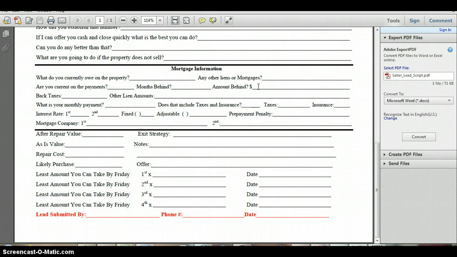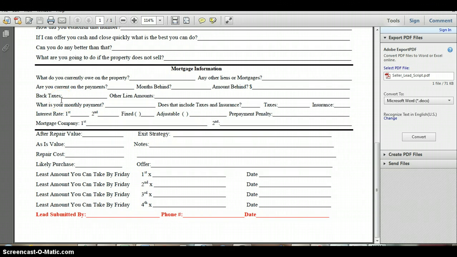Sometimes they can only give you an estimate of what they're behind. And this is set up a little bit strange. I would have asked, what is your monthly payment, before I asked the amount you're behind. Because the monthly payment, they'll probably know if they've owned the property for a while and they've also made the payments for a while. Then it's kind of easy to say, okay, I know my mortgage is this amount per month, and you just multiply that number by however many months they are behind. Very important question to ask, are there any back taxes?